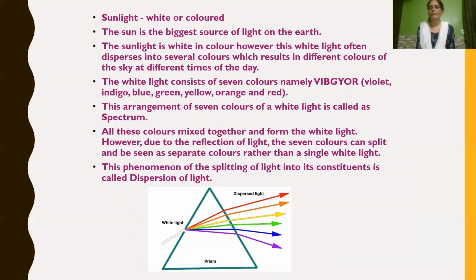Then we have learned about sunlight, whether it is white or colored. Sunlight is white in color, but this white color consists of 7 colors, namely VIBGYOR. Isn't it? This arrangement of 7 colors of white light is called a spectrum. And due to this, the 7 colors can split and can be seen as separate colors rather than a single white light. This phenomenon of splitting of light into its 7 colors is what we call dispersion of light.